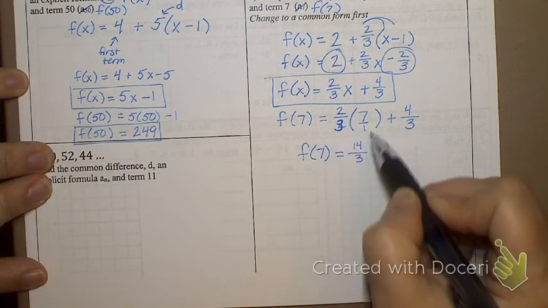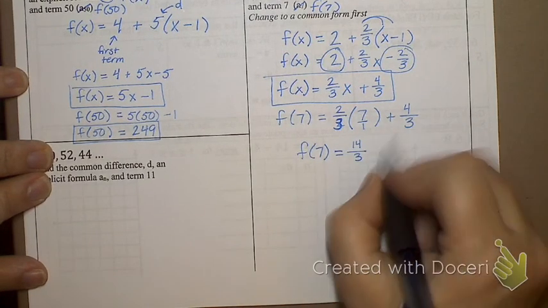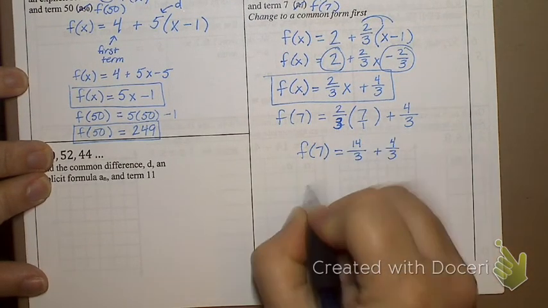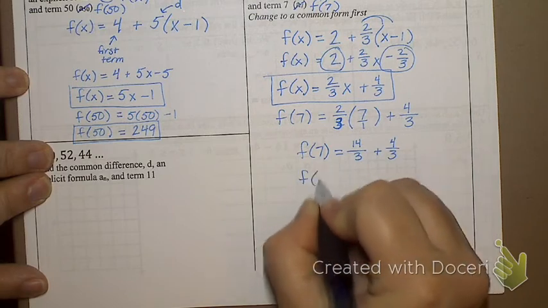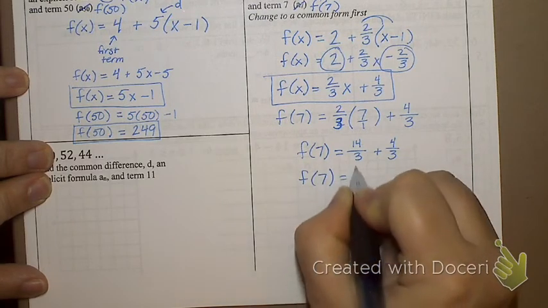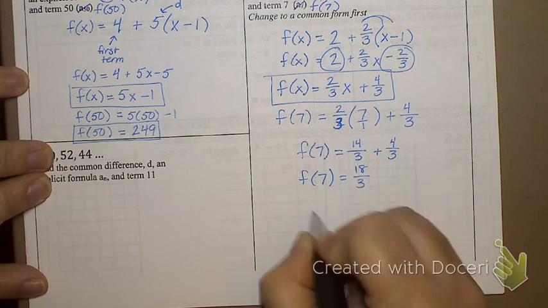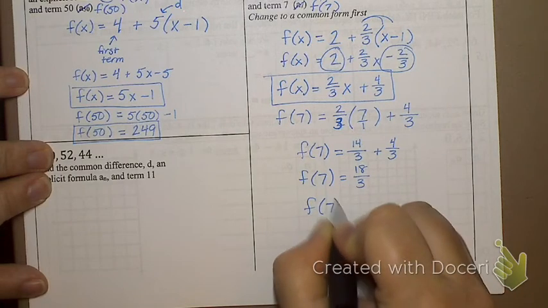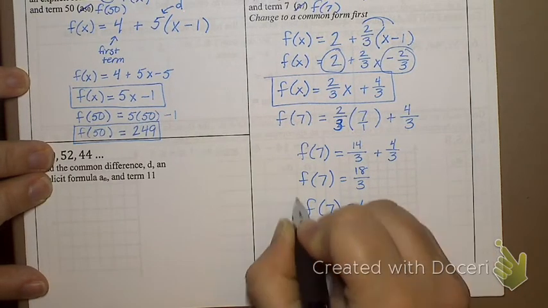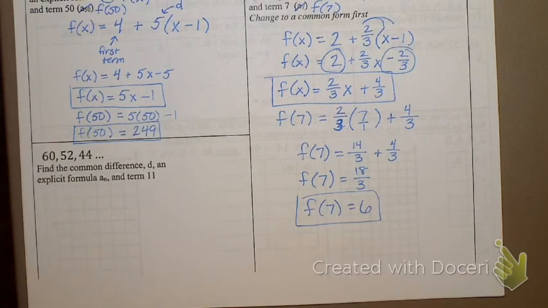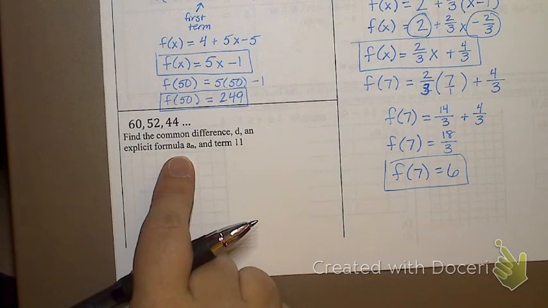3 times 1 is 3. Plus 4/3. What is 14/3 plus 4/3? 18/3. What is 18/3? 6. So the 7th term on the list would be the number 6. Okay? All right. Why don't you take a minute and work on this last one?